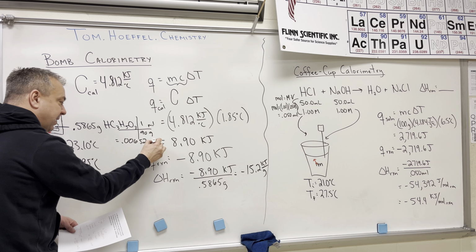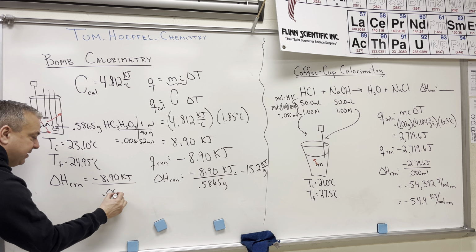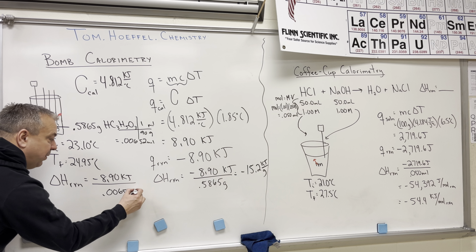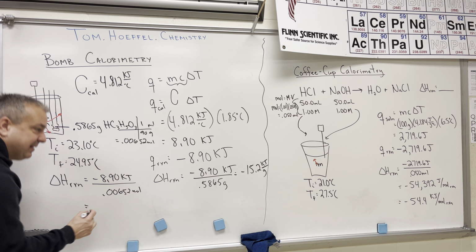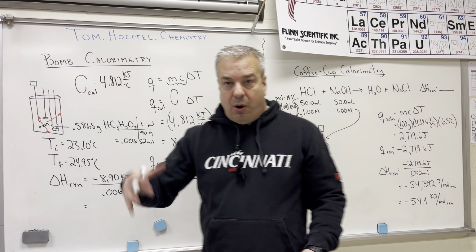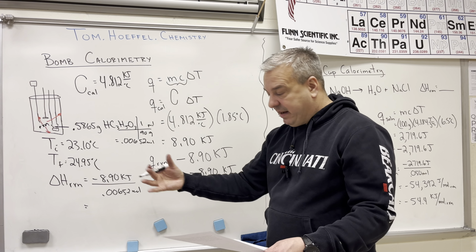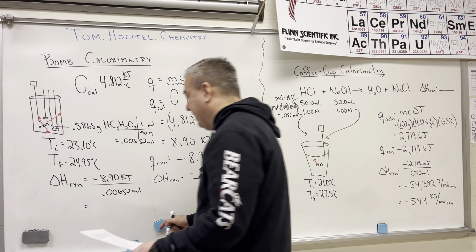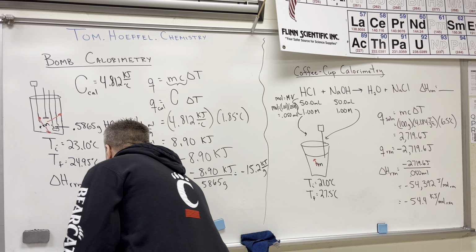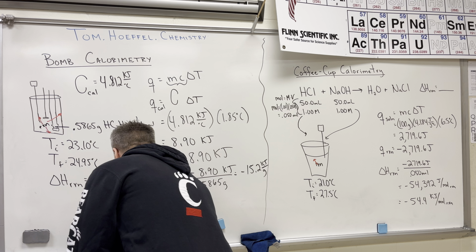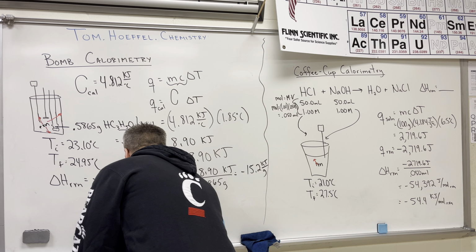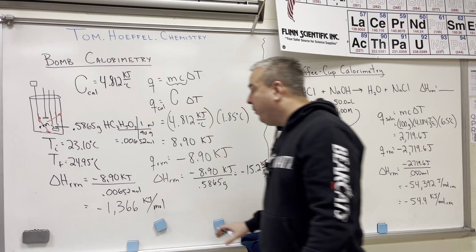And the amount of moles that would be equal to is 0.00652 moles. I'm going to take that number, 0.00652 moles, and that's going to tell me my enthalpy change per mole. Okay, and if I do that calculation in my calculator, I find out that it's negative 1,366 kilojoules on a per mole basis.